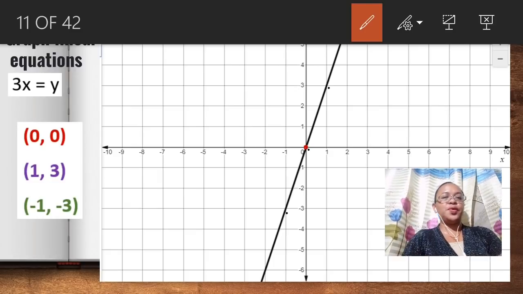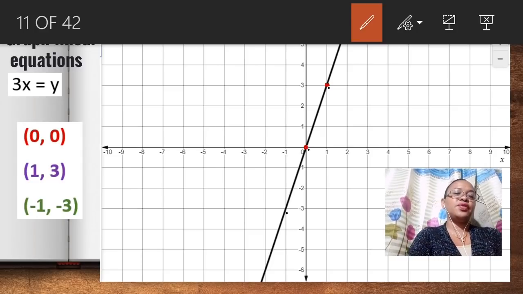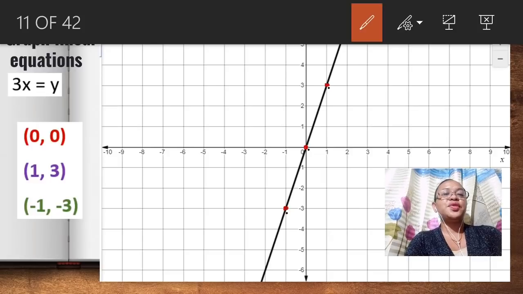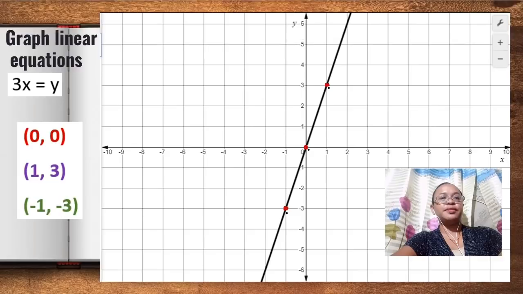So those 3 points. You see the point with the red color? Those are the 3 points: 0, 0, positive 1, 3, and negative 1, negative 3. And so we connect them, and that becomes our graph for the linear equation y equals 3x. Okay, so that is now clear. So we will proceed to the next example.